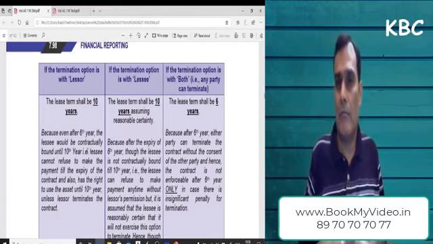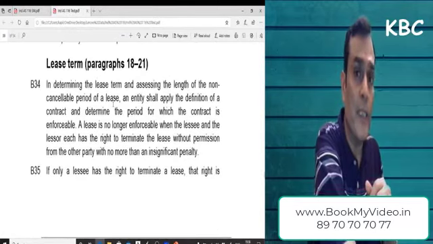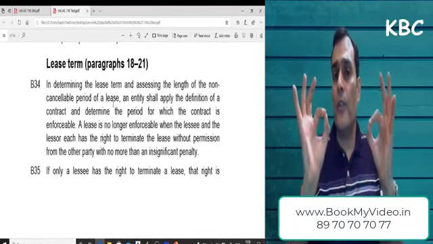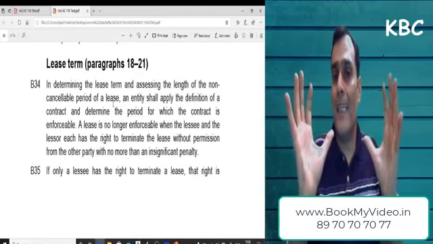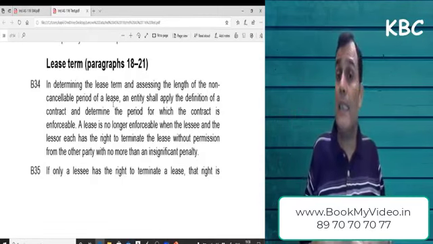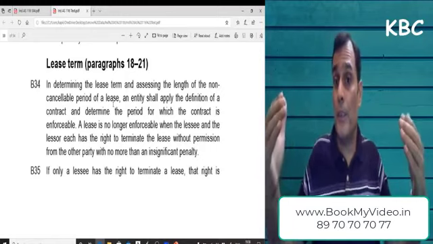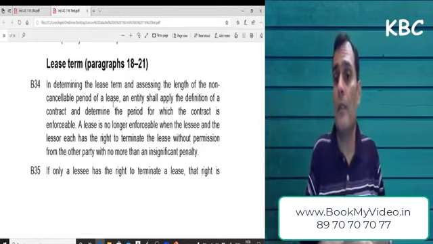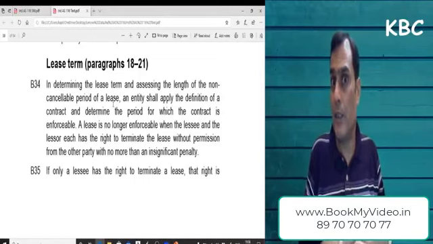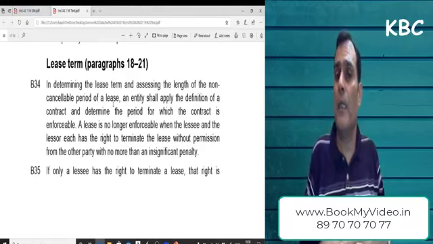So didn't get that. I'm going to take you back to the text on B34 and understand this. A lease is no longer enforceable. I need to consider the period when it is enforceable. It says it is not enforceable. Number one, lessee, lessor each, that means both have the right to terminate without permission from the other party. And so where is the "and"? It's not there. I'm saying "and with no more than insignificant penalty."